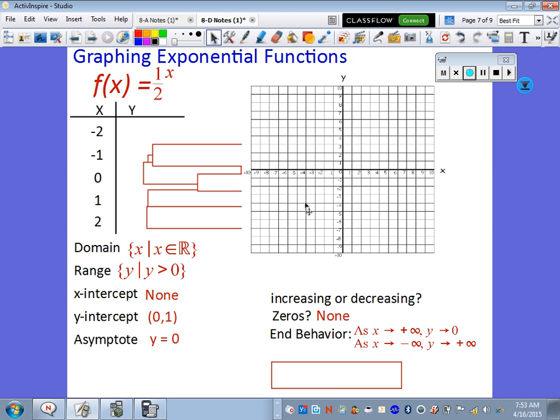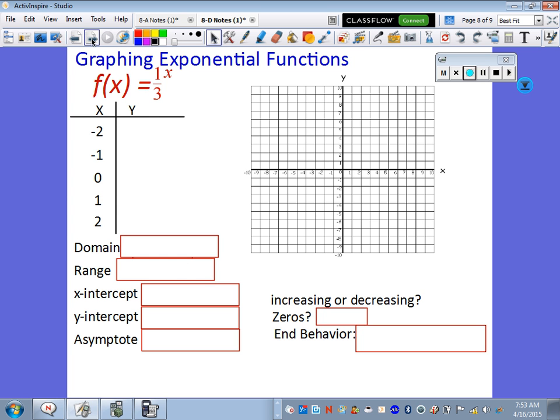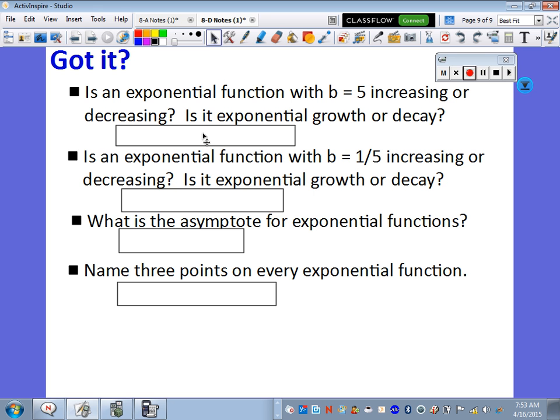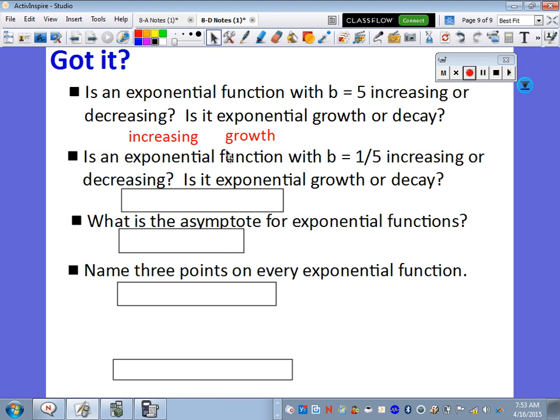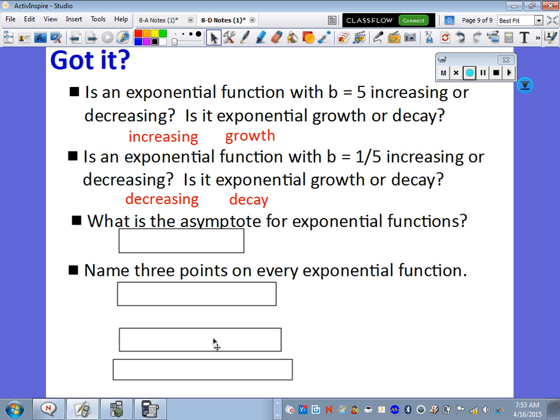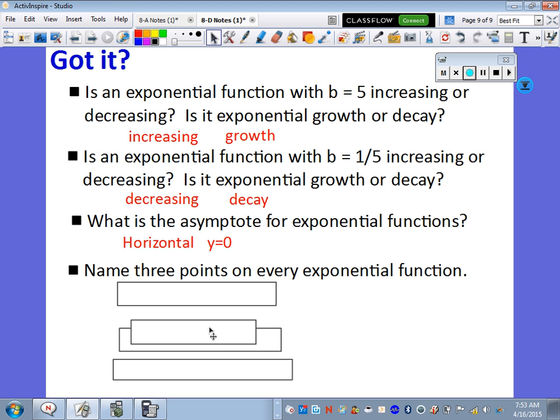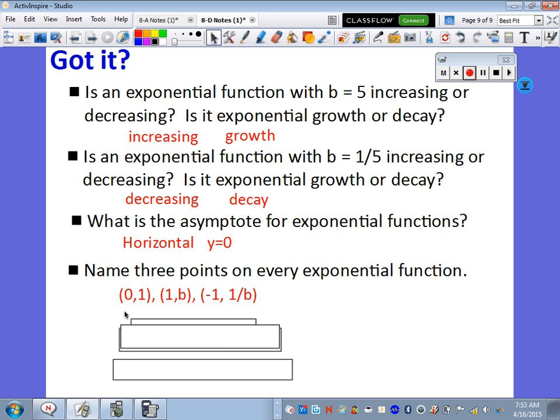Now, this is to make sure you have it. Is it increasing or decreasing if b is equal to 5? That would be increasing, it's exponential growth. If b is between 0 and 1, that's a decreasing function, which is exponential decay. The asymptote is horizontal, and it's always y equals 0 unless it's off the parent function. And then three points that are on it: (0, 1), (1, b), and (-1, 1/b). So that pretty much takes care of that one. We're going to pause again.